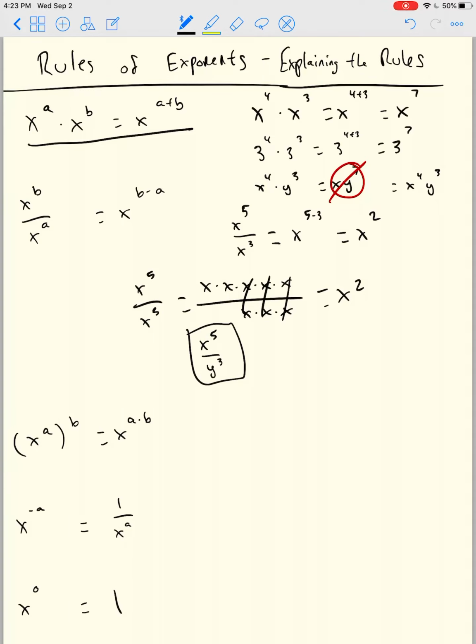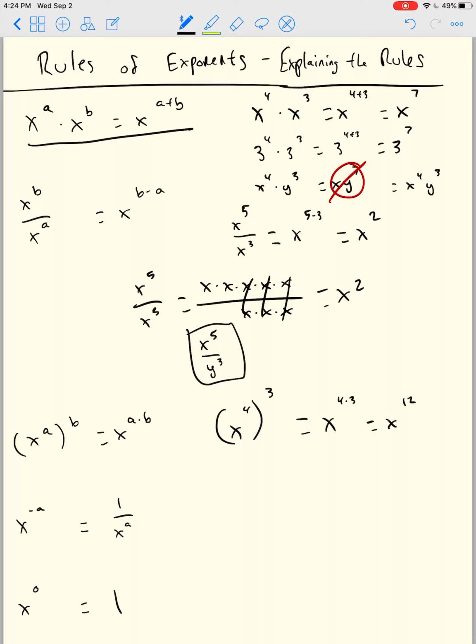The next one's going to be the power of a power rule. So if we have x to the a to the b, some kind of number to an exponent to another exponent, then we multiply. So if I've got x to the 4, that whole thing to the 3rd, then I've got x to the 4 times 3, which is x to the 12th.